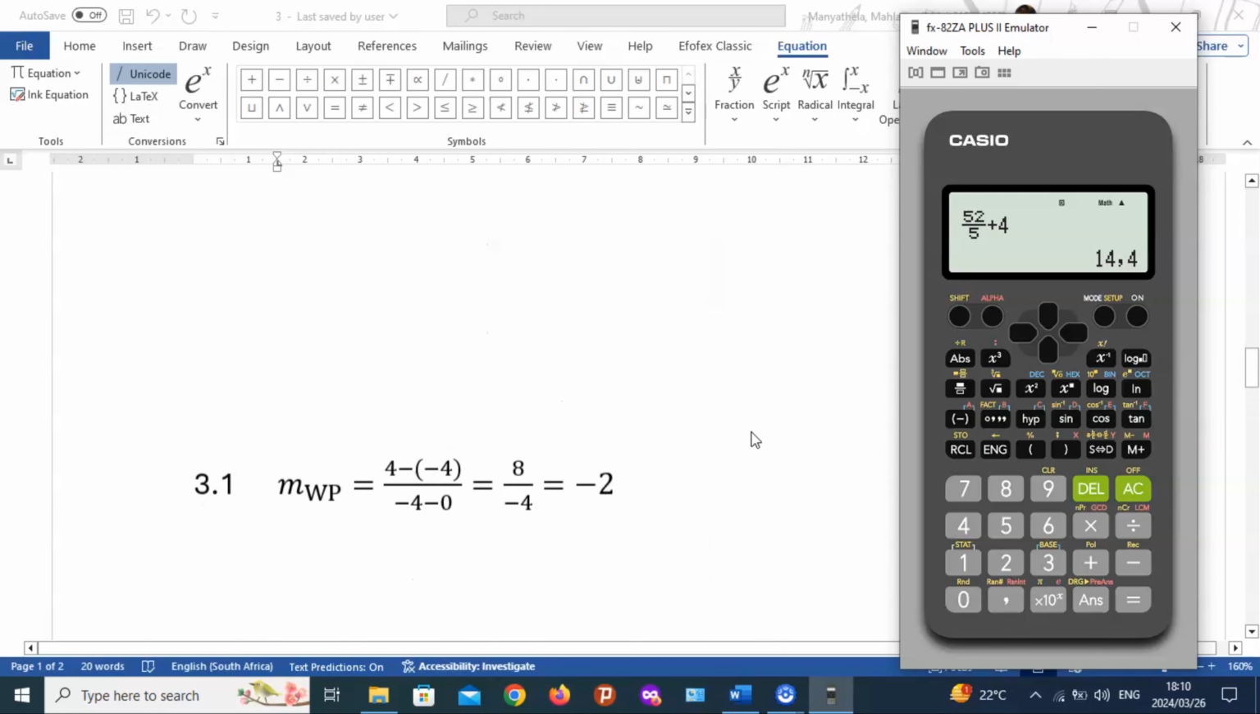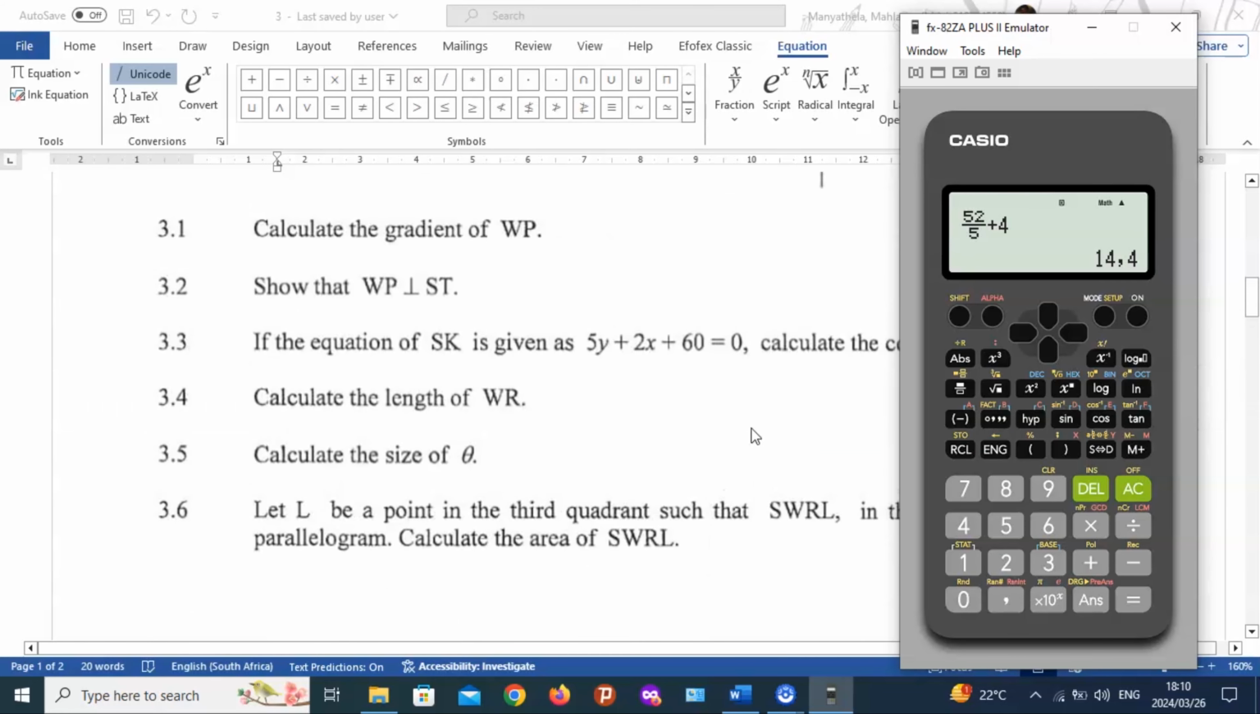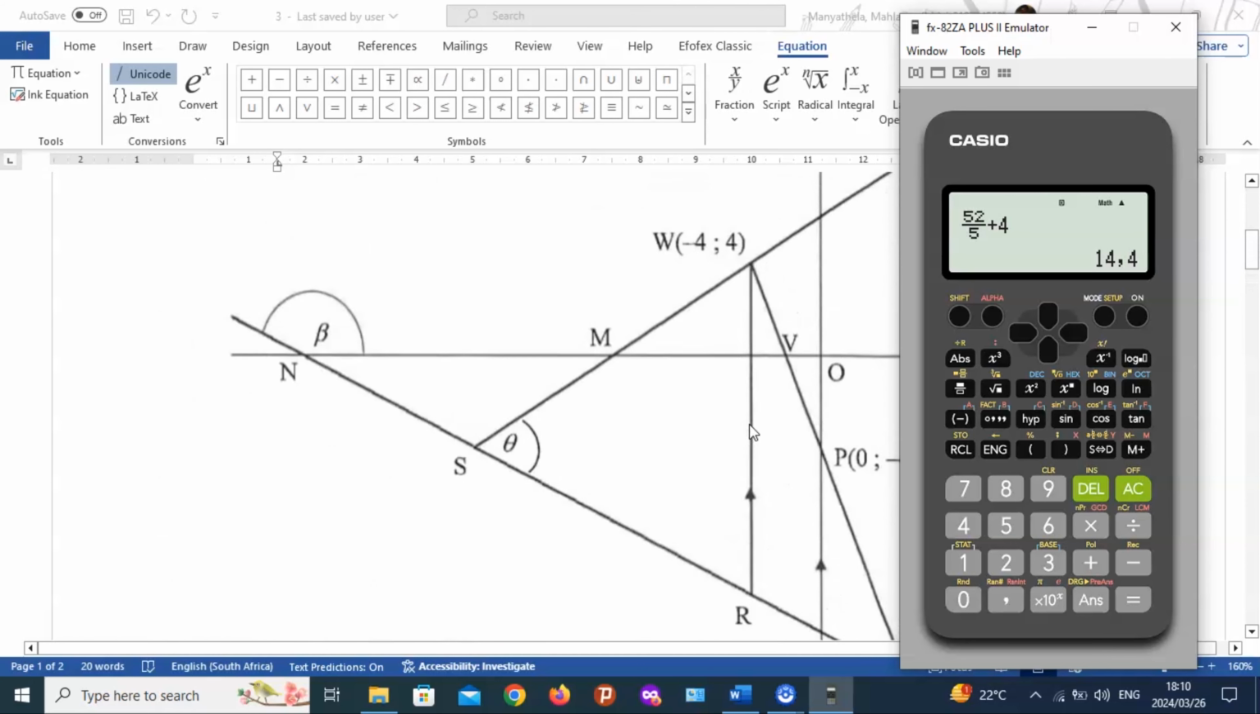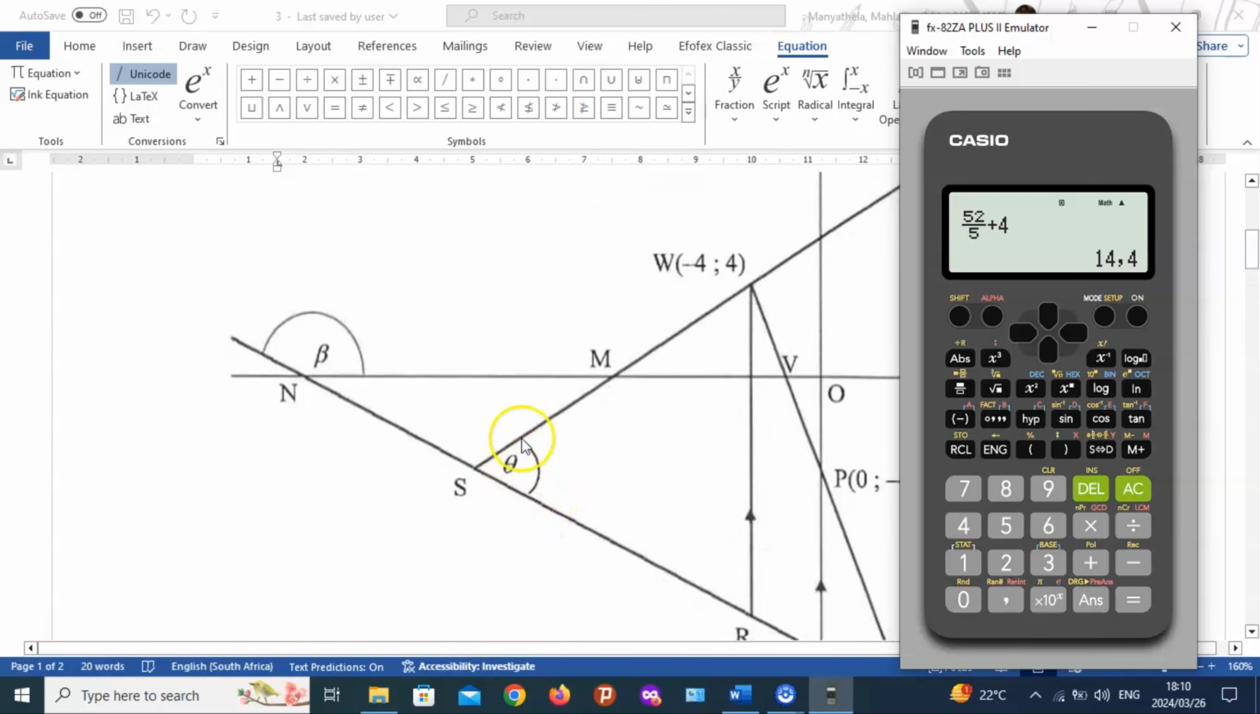Okay, let's go to the next question. It says calculate the size of angle theta. Calculate this angle. So how are we going to go about calculating the angle? Remember that we have the equation of SK, which is 5y + 2x + 60 = 0. We are going to rewrite that equation in the form y = mx + c to find the gradient of the line. So 5y = -2x + 60.